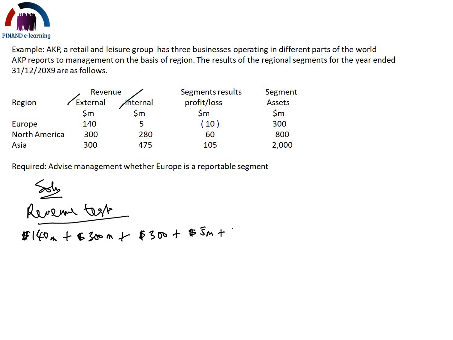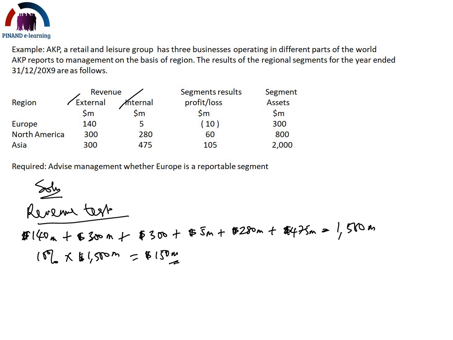Plus... now, if I total all of these together, what is going to give me? It will give me 1,500 million. Okay? Now, 10% of this will give me 150 million.